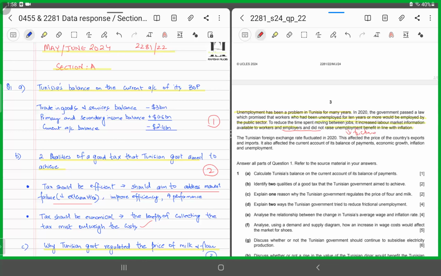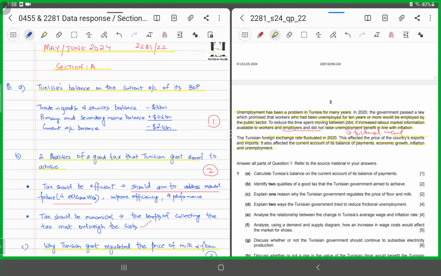Next, what did the government do? The Tunisian exchange rate fluctuated in 2020, and in turn, it affected the country's exports and imports, and the current account balance of payment, economic growth, inflation, and unemployment. All right, now let's look at the questions. The first question says, calculate Tunisia's balance on the current account on its balance of payment. It's a 1-mark question. All you need to do is calculate.